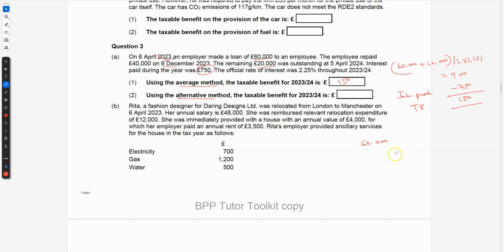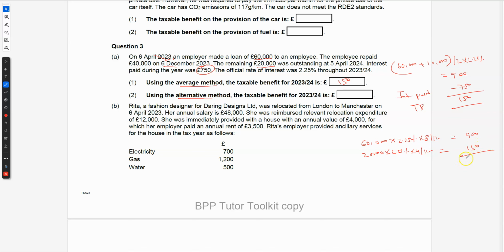So we'll take 8 months. April, May, June, July, August, September, October, November, 8 months. So 60,000 multiply 2.25% multiply by 8 and divide by 12, and that will give me 900. And the rest of the 20,000 I use 4 months. 2.25% multiply 4 divide 12, and that gives me 150.